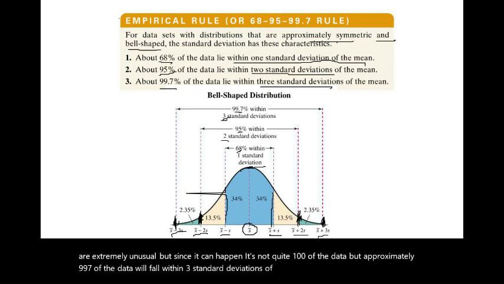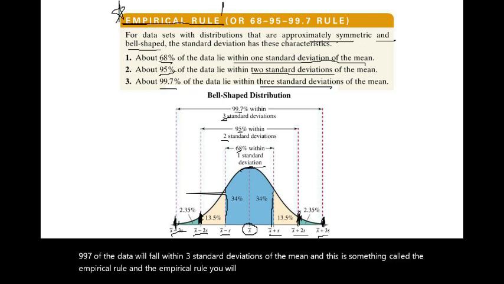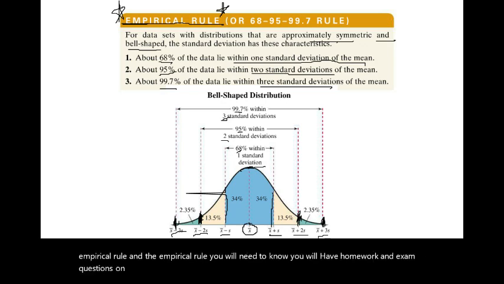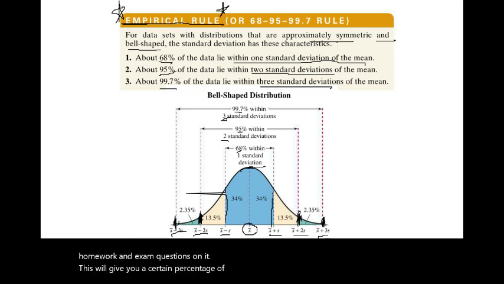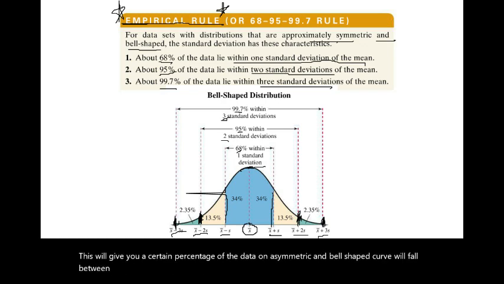And this is something called the empirical rule, and the empirical rule you will need to know. You will have homework and exam questions on it. This will give you a certain percentage of the data on a symmetric and bell-shaped curve that will fall between certain standard deviations of the mean.